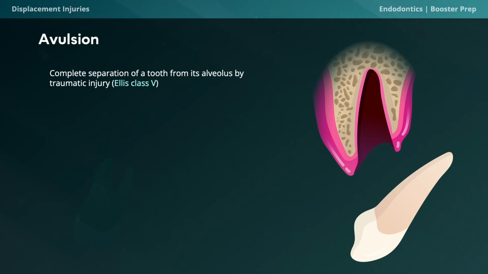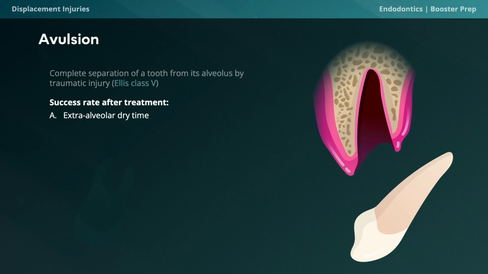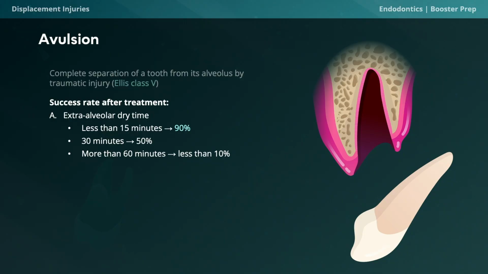But if you can't reimplant it on the spot, the clock starts ticking. The longer the tooth stays out, the lower the chances of it fitting back in well. If it's back in under 15 minutes, you've got a 90% success shot. If you wait 30 minutes it drops to 50%, and over an hour, it's less than a 10% chance of success.